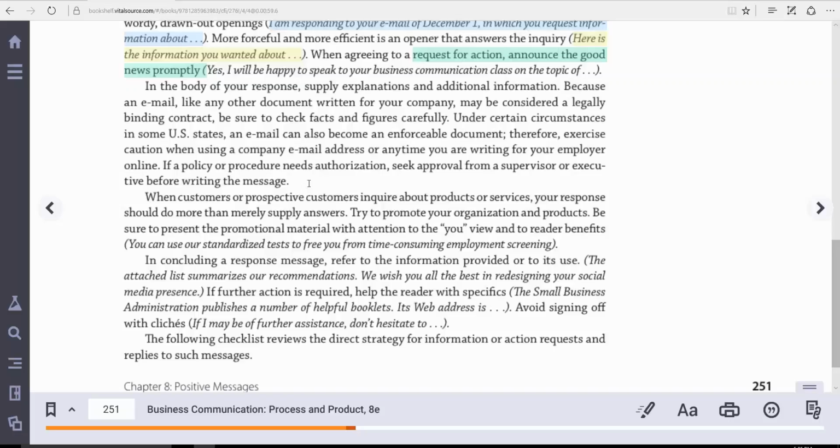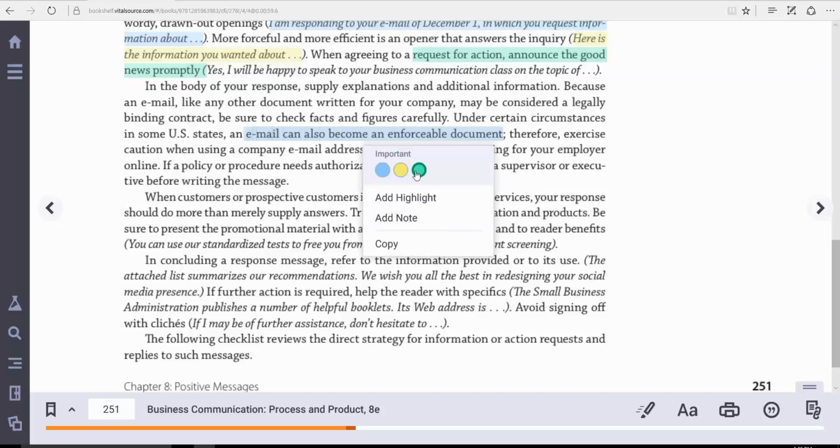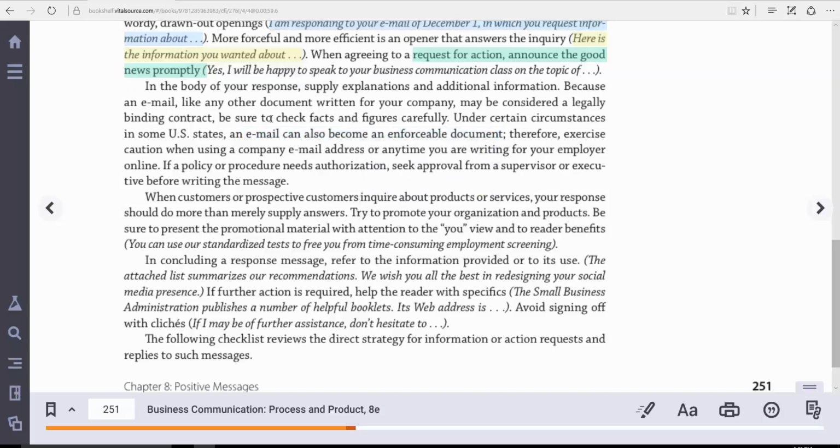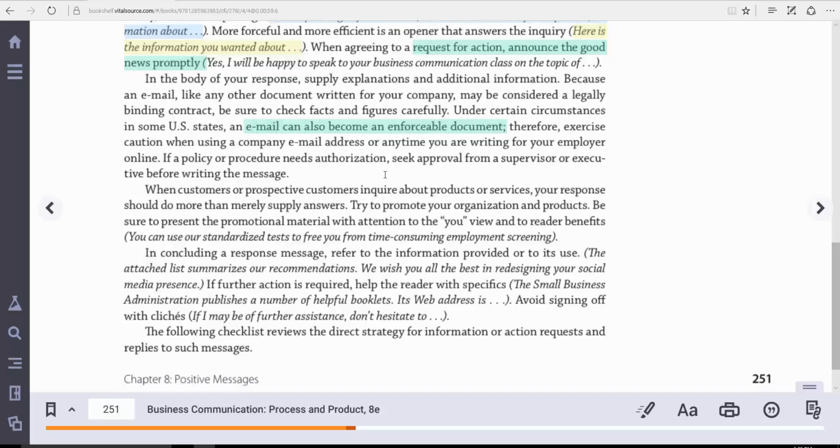I hear at times of employees who get themselves into trouble because they don't understand that this is true. Okay, that if you go to court and they have proof, this is an enforceable document. It can be considered legally binding.